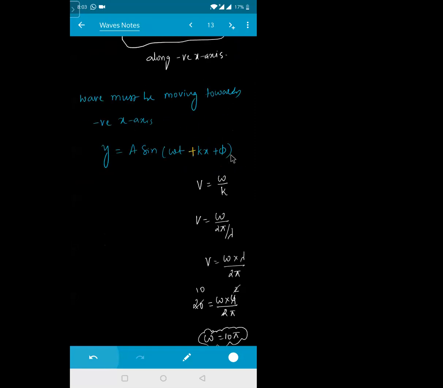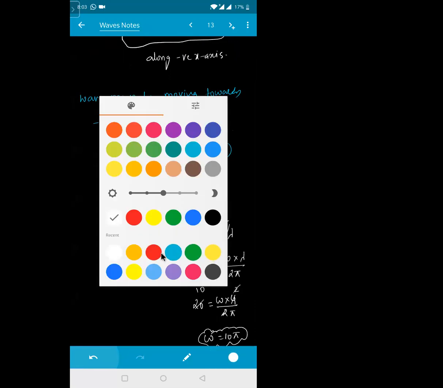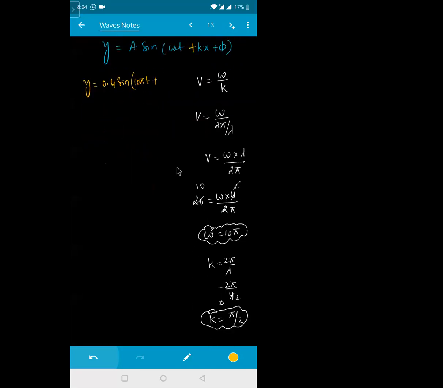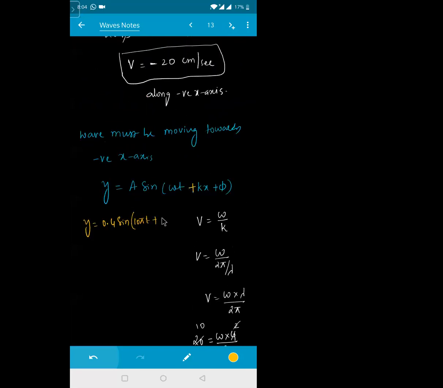Now can I write the wave equation? So y is equal to A, which value we got as 0.4, into sine of omega, which is 10 pi, into t plus K, which we got as pi by 2, into x plus phi. This is your wave equation.